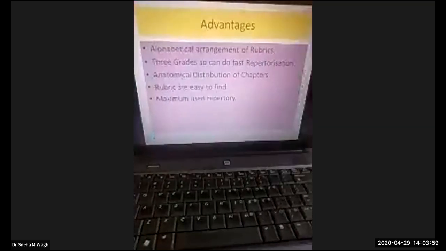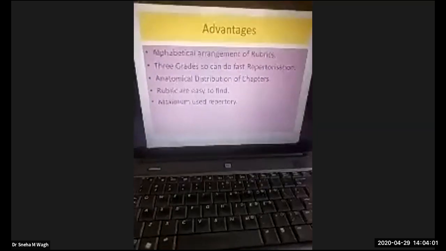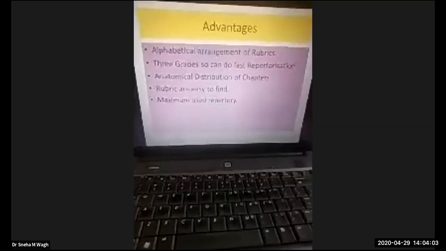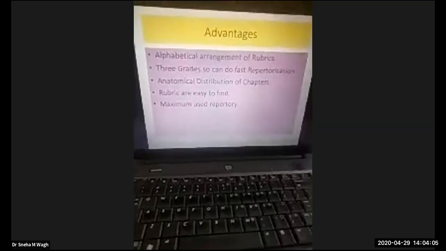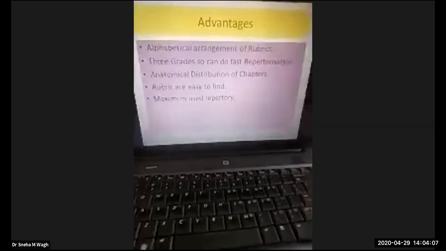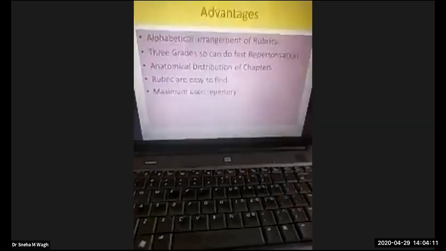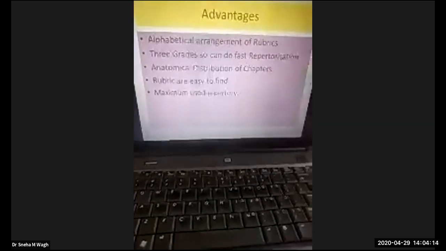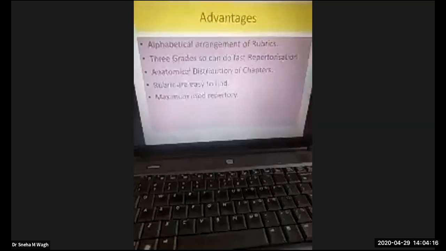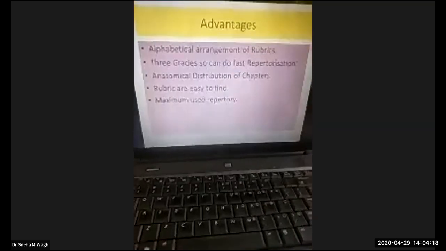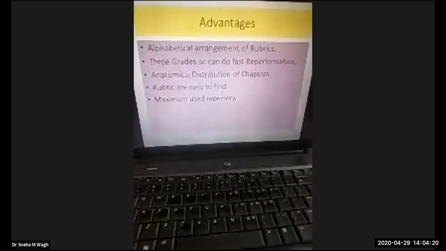Now let us find out what are the advantages of Kent repertory. The best part of the Kent repertory is the alphabetical arrangement of rubrics. So it is very easy to find any chapter because it is arranged alphabetically. Even the sub-rubrics are also arranged in alphabetical order.